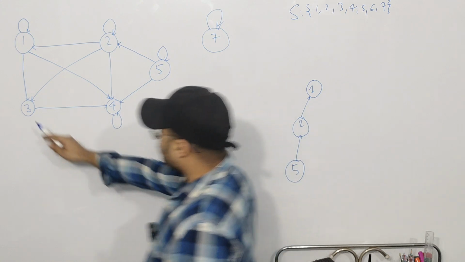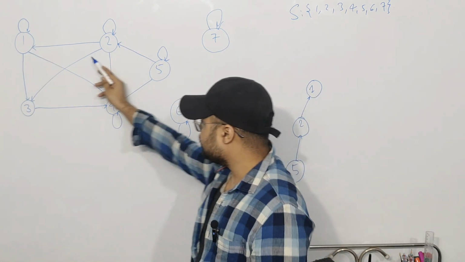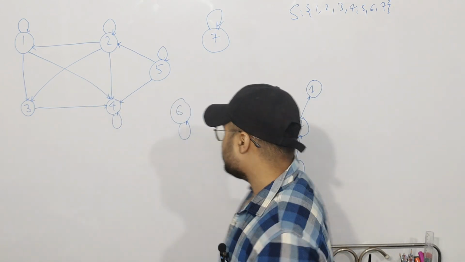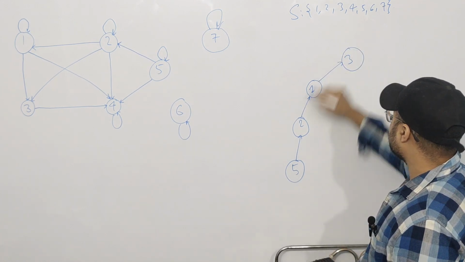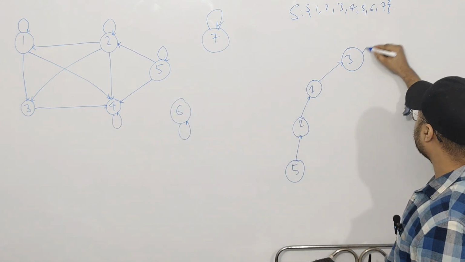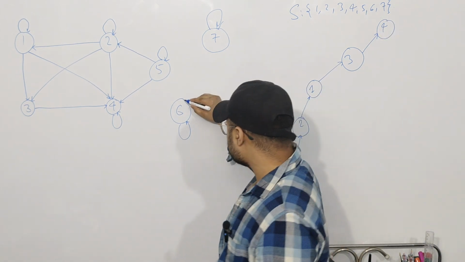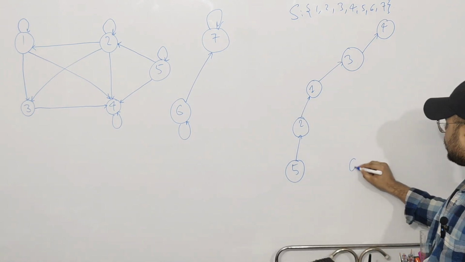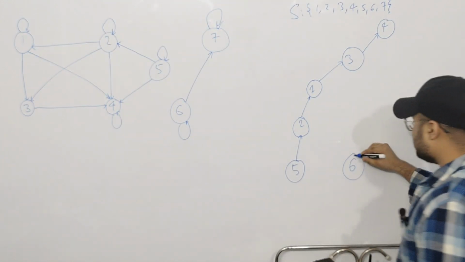If you look at 3, there are two incoming edges, from 1 and from 2, but we will not give this edge in your Hasse diagram because this is the transitive edge. So we will only have from 1 to 3, and then 3 to 4. And let's say this is also connected in this manner. Then there is another, so there are two connected components, and then 6 to 7.